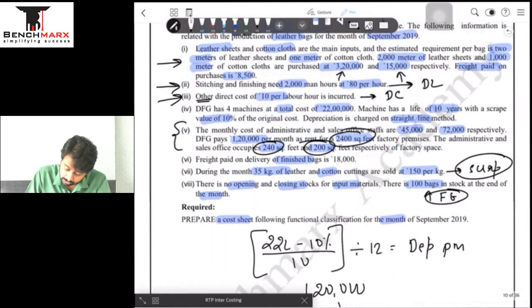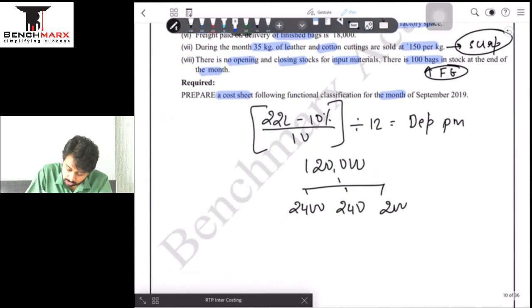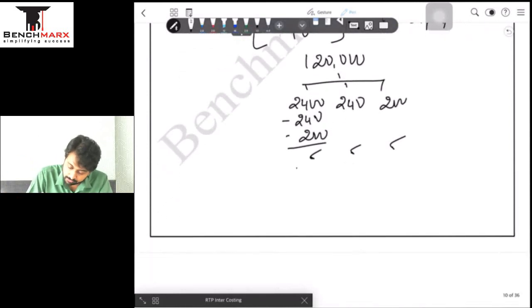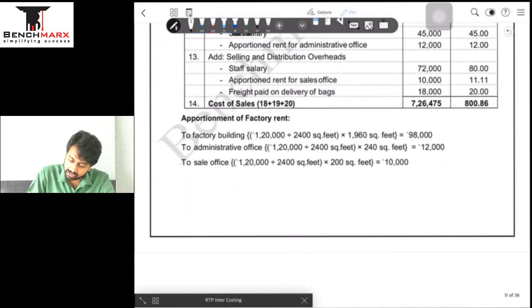अच्छा, तो total है कि कैसा allocate किया है? 2,400 factory premises and the admin and so and so occupies of factory space. Oh, important. Okay, so अपने को 2,400 allocate नहीं करना है, इसमें से minus 240 and minus 200 करना है and this is the basis of the rent. 2,400 is not just the factory. उसके अंदर admin है, उसके अंदर S&D है. So I have to subtract S&D and admin from 2,400 to get total of 1,960 is to 240 is to 200. And this is the basis of allocation of rent is what they have done.